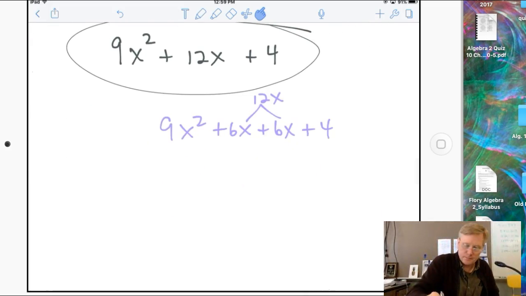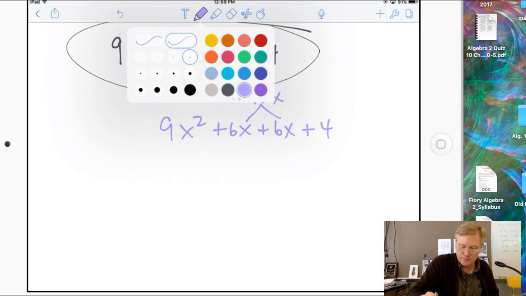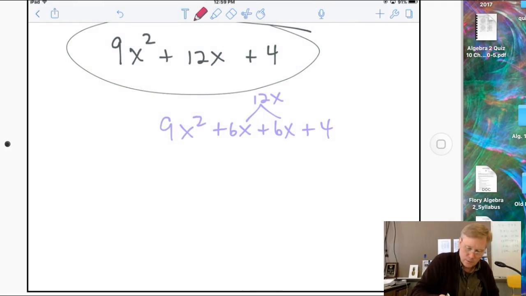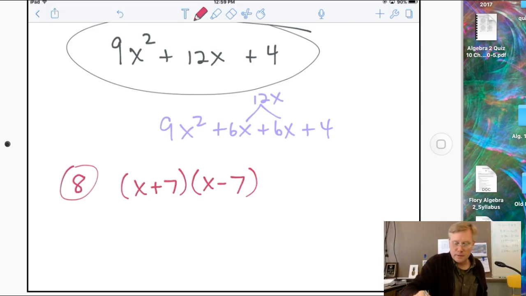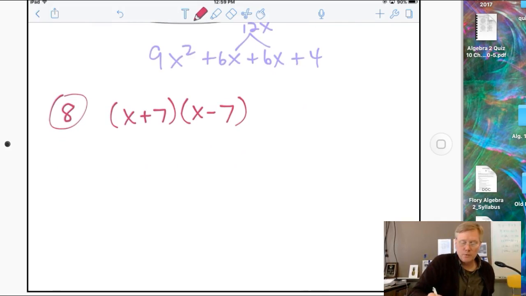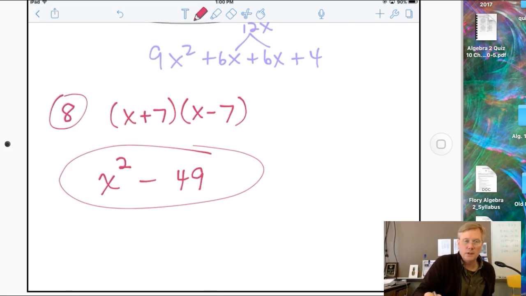All right, number 8, my last problem. X plus 7 times x minus 7. So if I multiply this out, you could do FOIL, get the answer. This is also what's called the difference of two squares, where I square the front term. X times x is x squared. Square the last term, which would be 7 times 7, which is 49. Throw a subtraction sign in between them, and you're done.